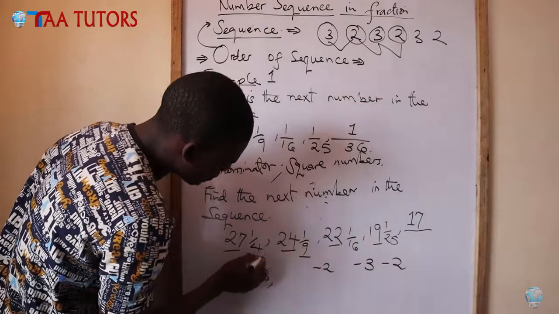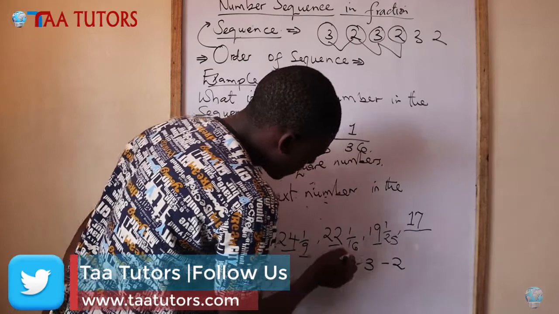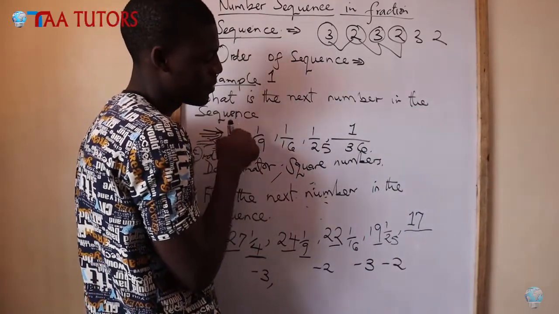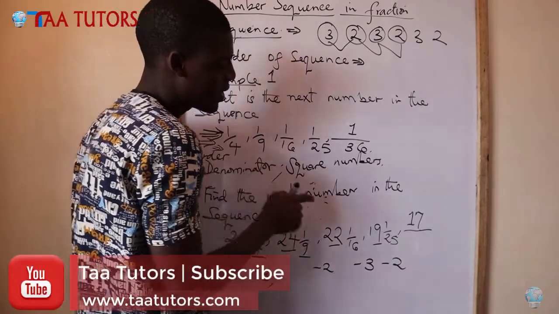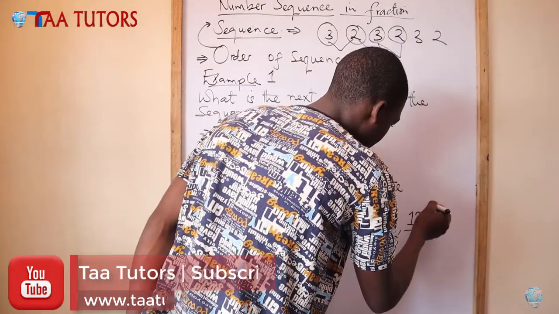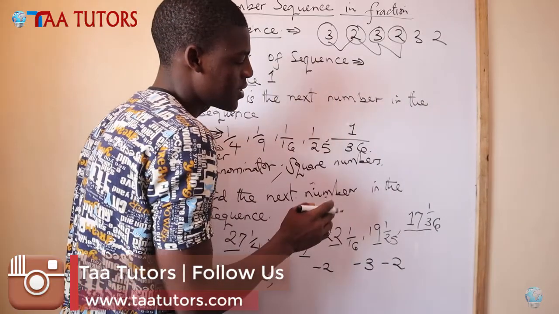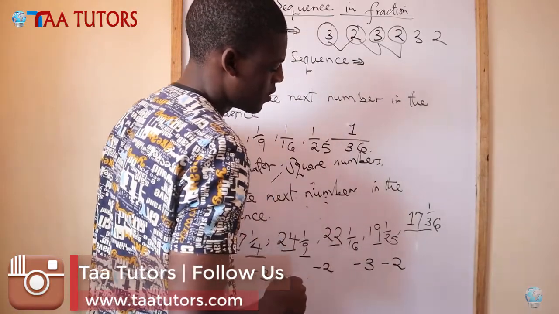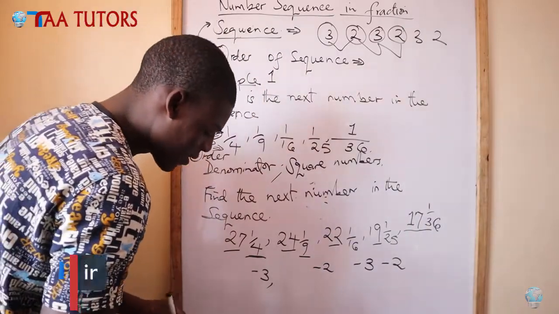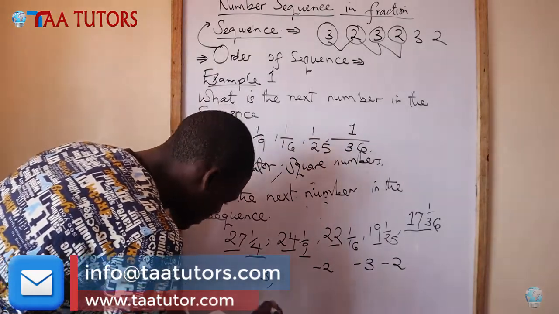Now come to the fraction part. We have a quarter, 1 over 9, 1 over 16, 1 over 25. As we had done before in this first sequence, we know that after 1 over 25, the next one should be 1 over 36. The next number of our sequence is 17, whole number, and 1 over 36. After doing that, you can now gauge yourself if you can determine the rule in this sequence.